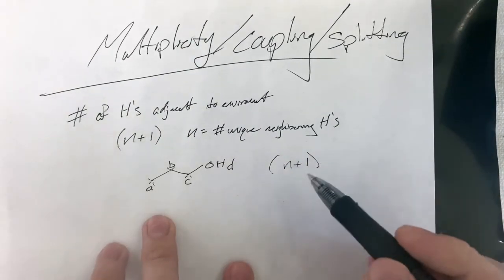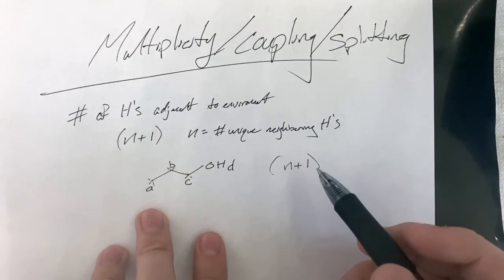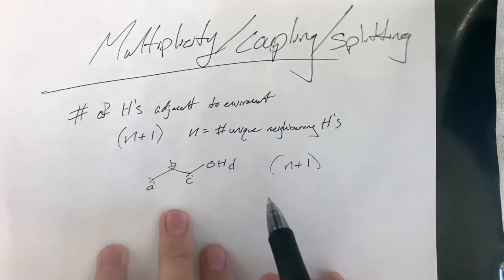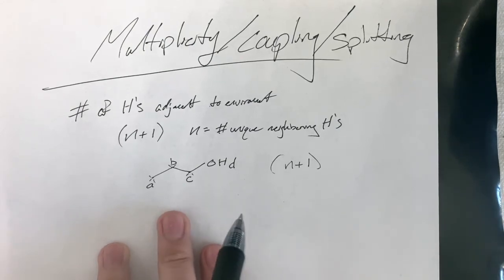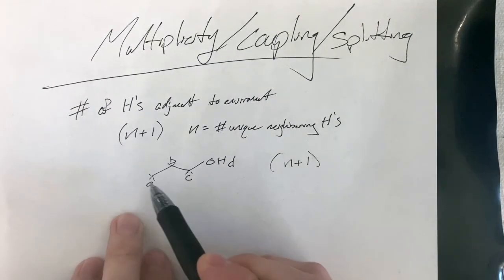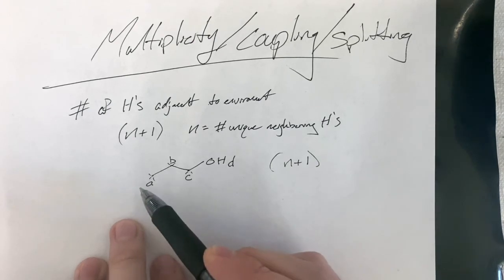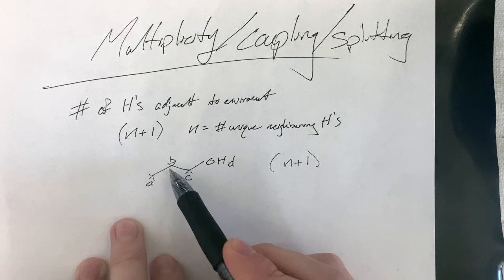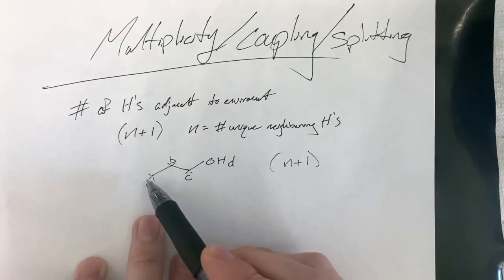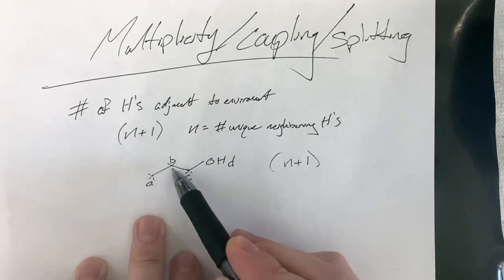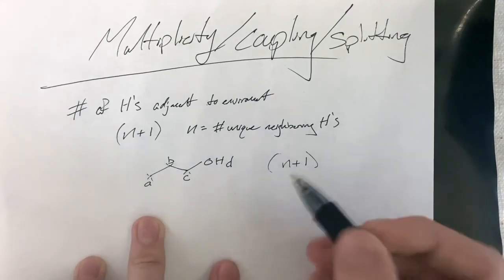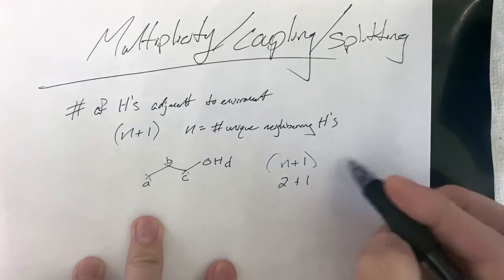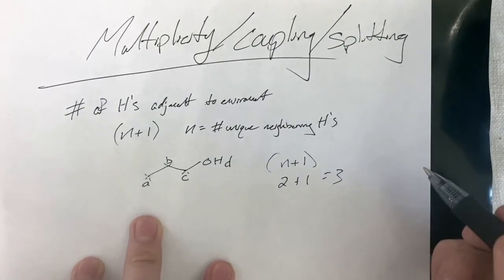And so what are we going to look at first? We're going to find N. So what's the number of unique neighboring hydrogens? So all of these are in the same environment. If we go to one next over, we have another unique environment that's different from this one. So in this environment, there are 2 hydrogens. So 2 plus 1 is 3.